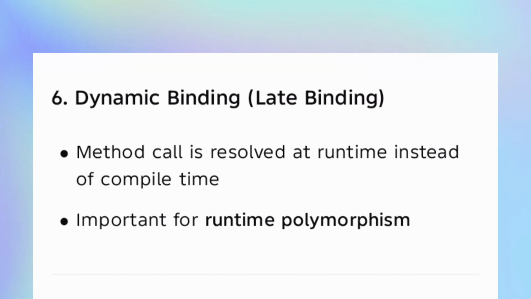Sixth one is dynamic binding, like late binding. Method call is resolved at runtime instead of compile time. Important for runtime polymorphism. As late binding, during the runtime, it will reflect in the code.